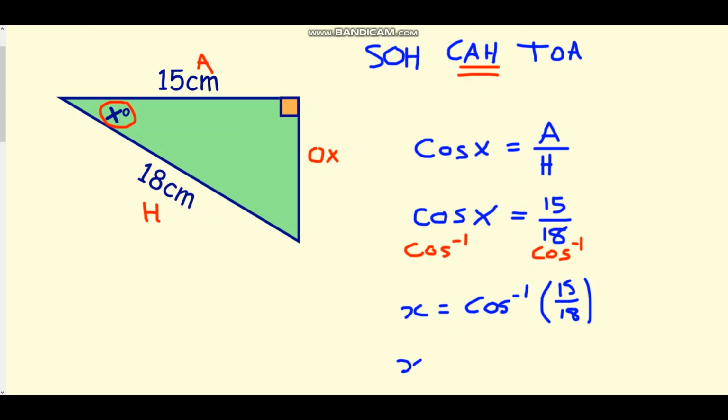Putting that in your calculator, you get 33.56 degrees.